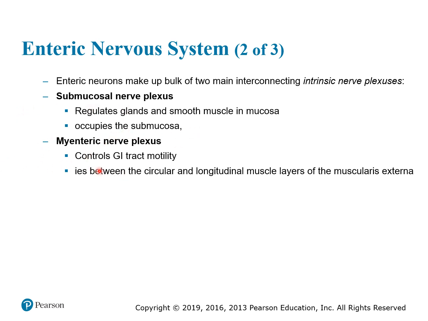And then the other one is the myenteric nerve plexus. It controls the GIT motility, and it lies between the circular and the longitudinal layers of the muscularis externa. If it has to control the motility, it has to lie there. Remember, the muscularis externa is present outside the submucosa, and it is responsible for peristalsis and segmentation. So this is where the myenteric nerve plexus is present.